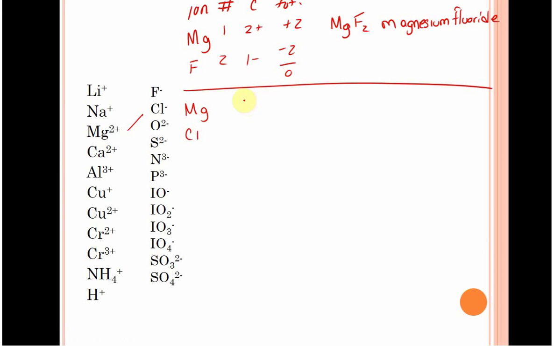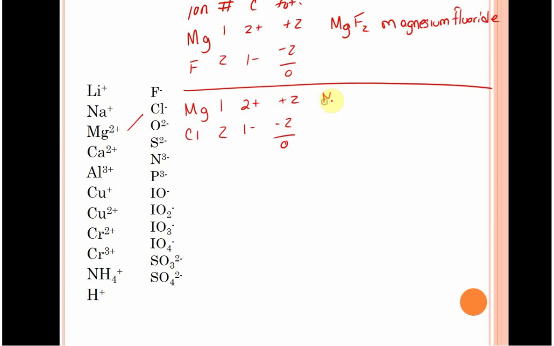MgCl, magnesium's in group 2, so it's got a 2 plus charge. Chlorine's in group 7, so it has a 1 minus charge. Lowest common denominator here is 2. So we're just going to try and get our total column to 2. So we just need 1 magnesium, 2 chloride ions. 1 times 2 is plus 2. 2 times minus 1 is minus 2. That cancels to give us a nice 0.